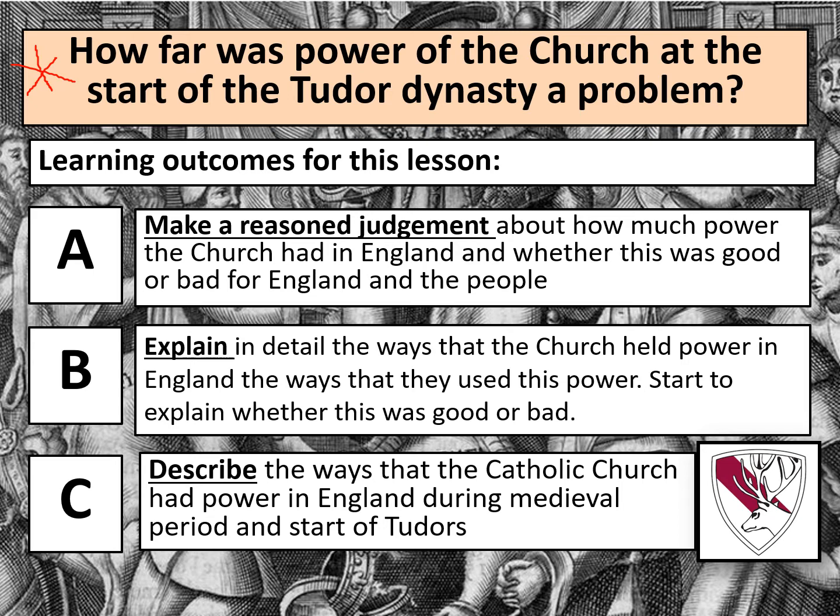Now within this lesson we're going to be talking about the Catholic Church, which held a lot of power in England during the medieval period and at the start of the Tudor period. We're going to look at the different ways in which the church held power. We're also going to be thinking about whether this power was good or bad for the people of England, and we'll then be thinking about whether England was in need of some reform or change within the church and religion at this time. So hopefully by the end of the lesson you will be able to answer this question, which is your title today. So let's get started.